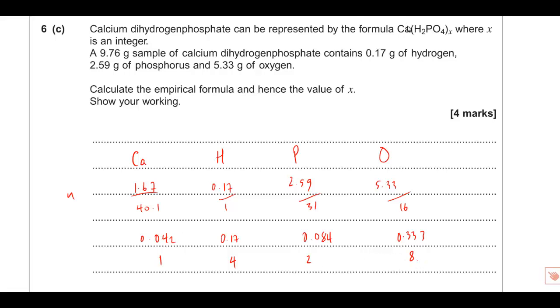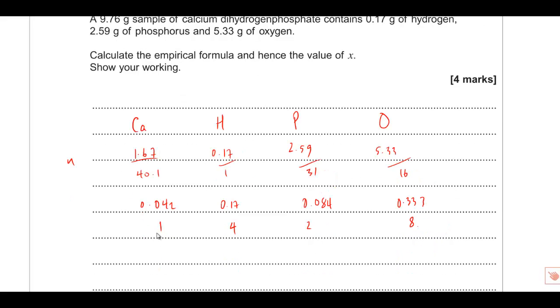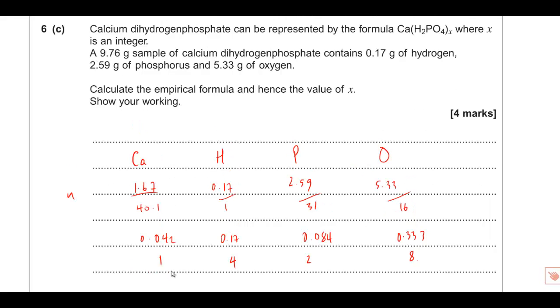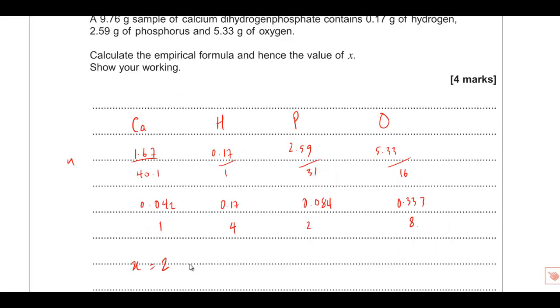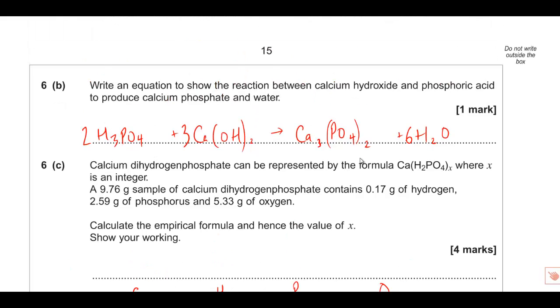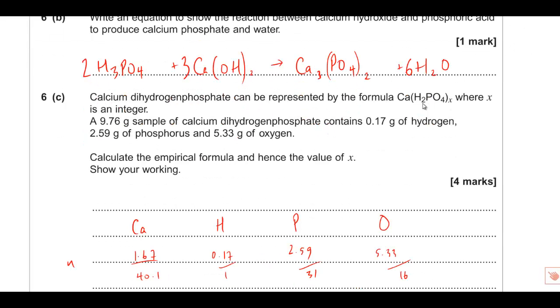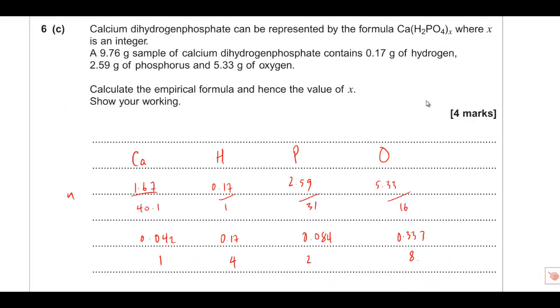Now, we know that calcium is on its own, which is great. We've got a ratio of 4 to 2 to 8. Well, that's double this, 2 to 1 to 4. So X therefore must be 2, because that allows for us, X being 2 would give us here H4P2O8, which is what we're getting there.